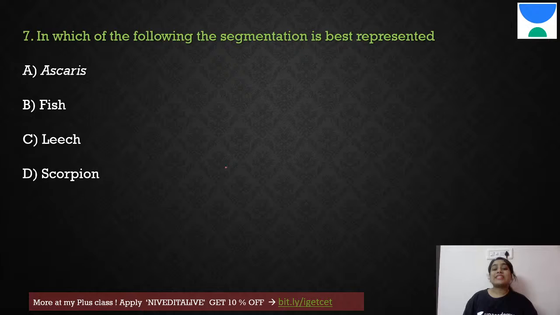In which of the following is segmentation best represented? Ascaris, fish, leech, scorpion. Where do you see segmentation? You see only in 3 phylum. You see in Annelida, you see in Arthropoda, and you see in Chordata also. Okay, but the best one amongst all of them is Annelida, where it shows the segmentations very neatly. So here, which is Annelida here? Hirudinaria, that is leech, is Annelida.